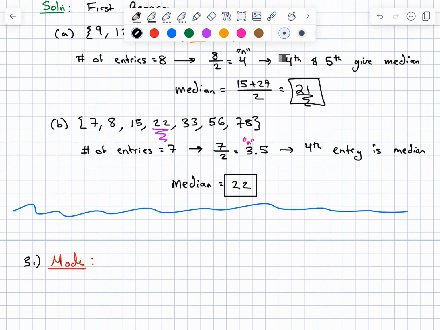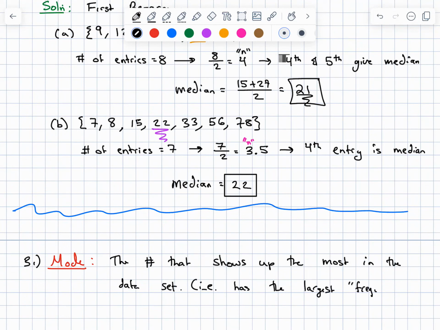This is the number that shows up the most. The number that shows up the most in the data set, i.e., has the largest frequency.